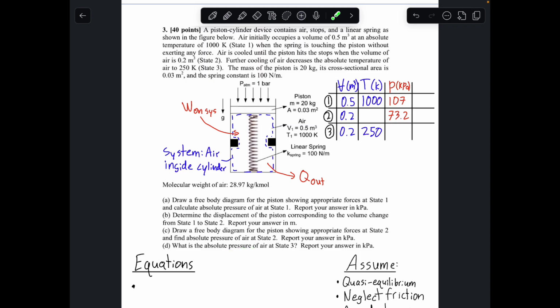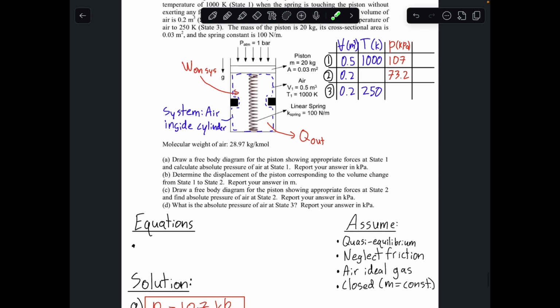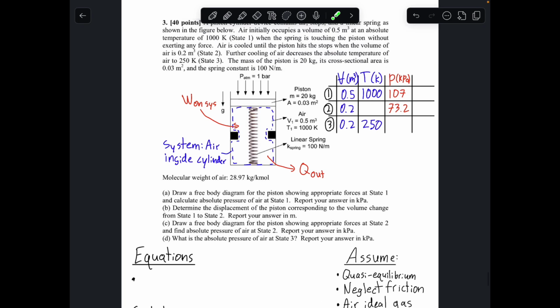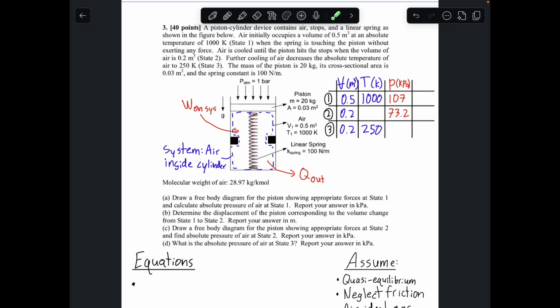We need to find a different way. And what is that way to find P3? Well, we need to remember that we are assuming that air is an ideal gas, which is helpful because we can use the ideal gas law. And remember, the ideal gas law is an equation that relates volume, temperature, pressure, and mass together. And look at our table, we have a lot of those values already. So we should figure out that it's going to be convenient to use that equation.